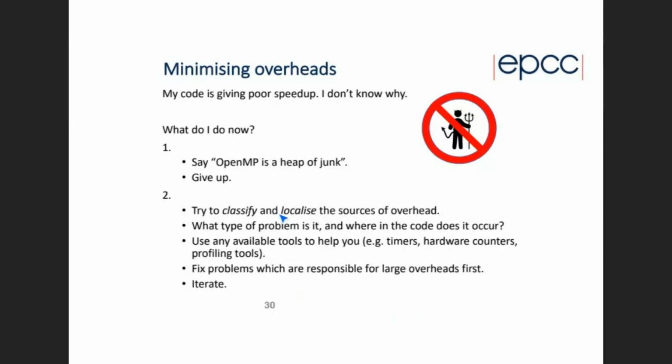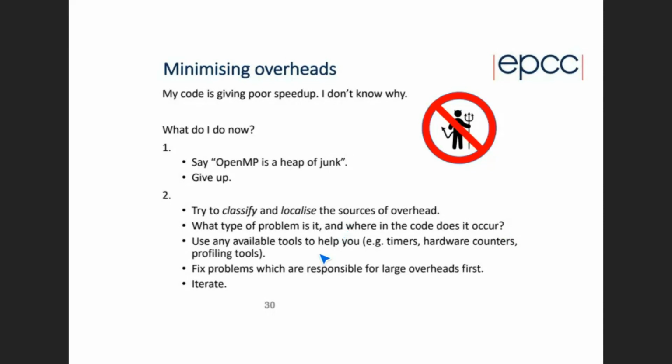What I think is the logical approach here is to try and classify and localize the sources of overhead. If you can understand that, then you have a good chance of fixing it. So what type of problem is it? Which of the 6 evils, or possibly more than one of them, is hurting you, and whereabouts in the code is that happening? If you can determine that, then you are in with a fighting chance of being able to improve the performance.